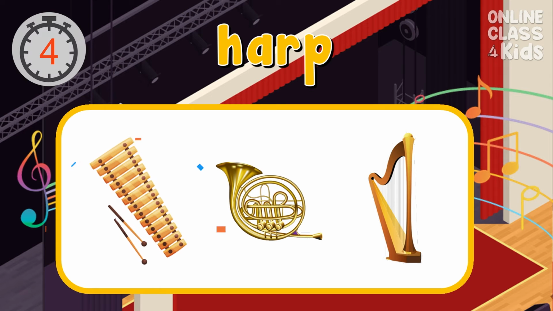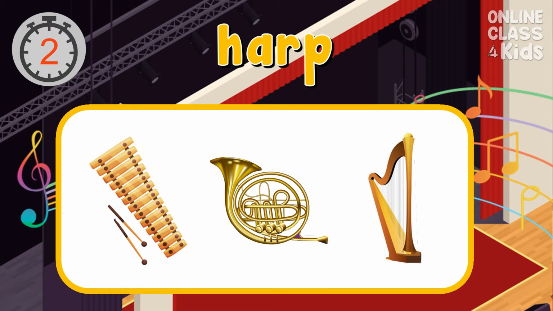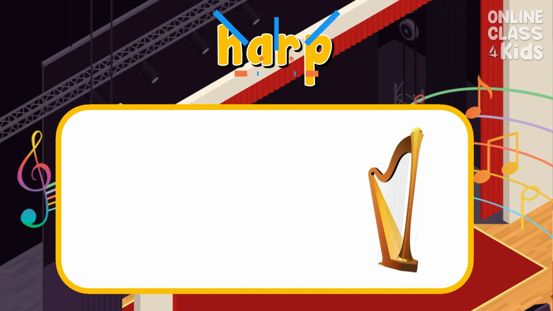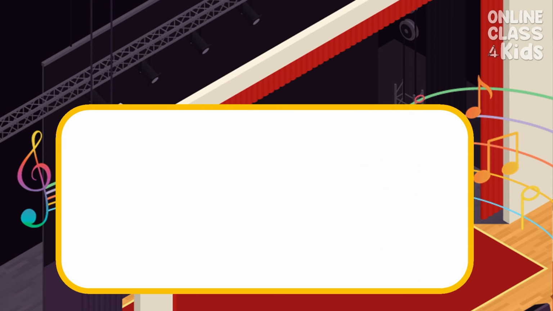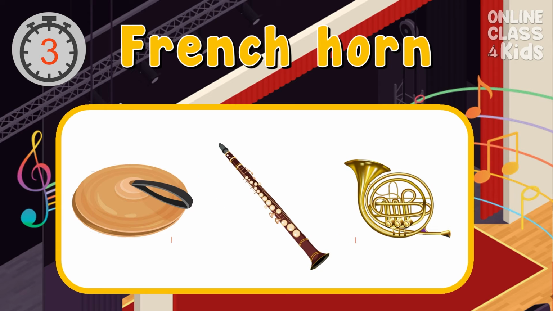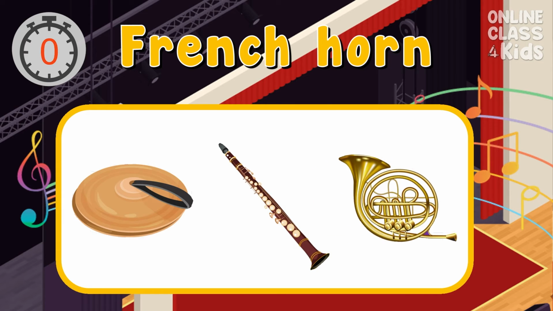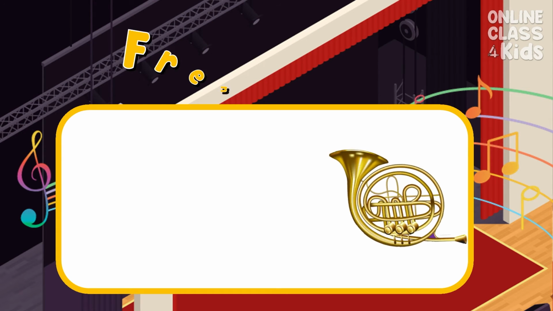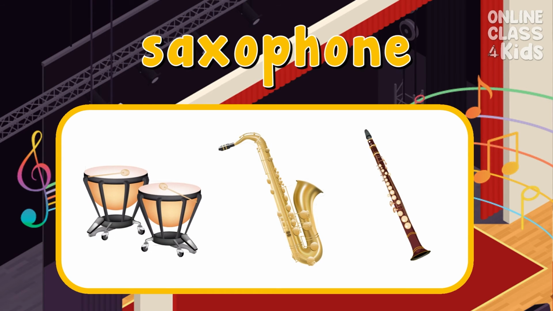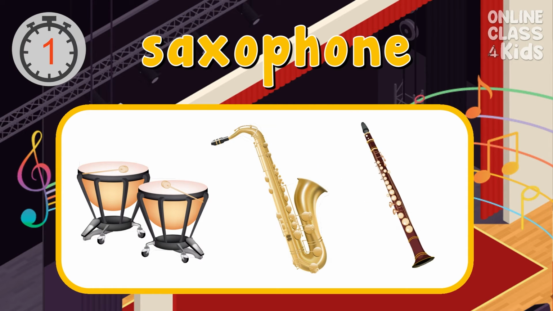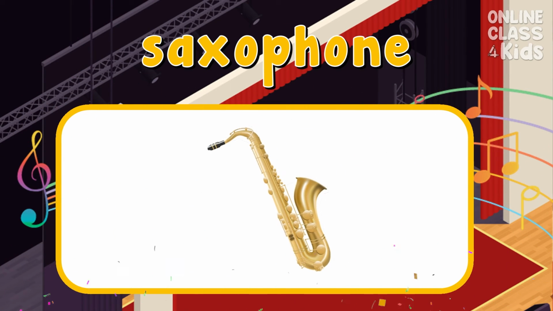Find the missing harp. Correct. That's the harp. Find the missing French horn. Correct. That's the French horn. Find the missing saxophone. Correct. That's the saxophone.